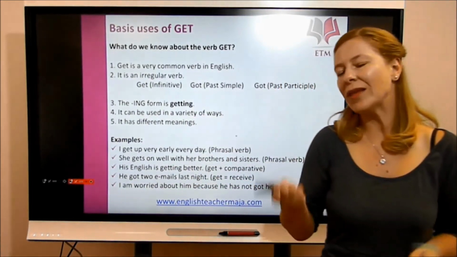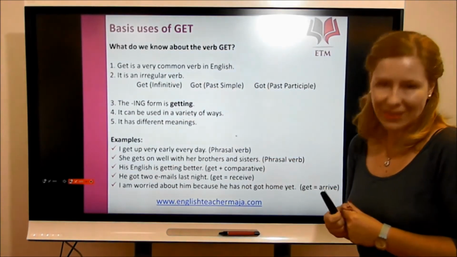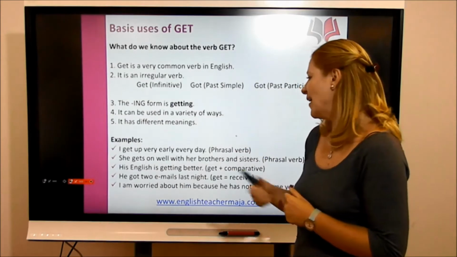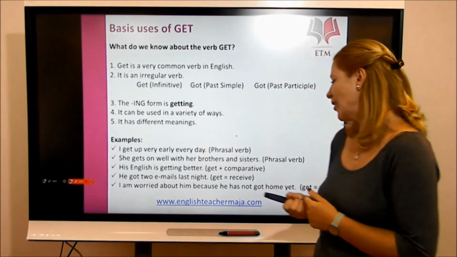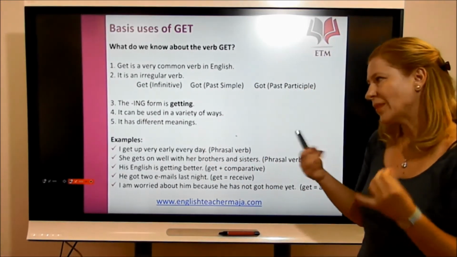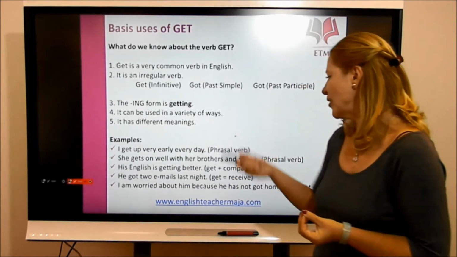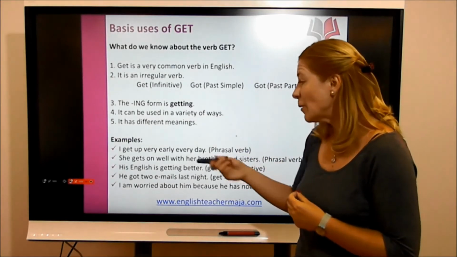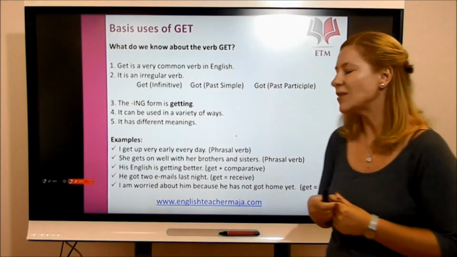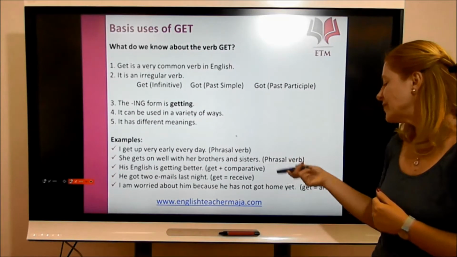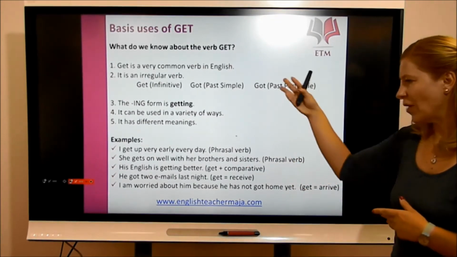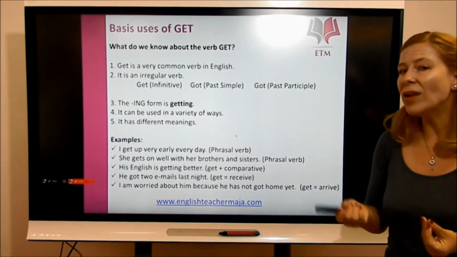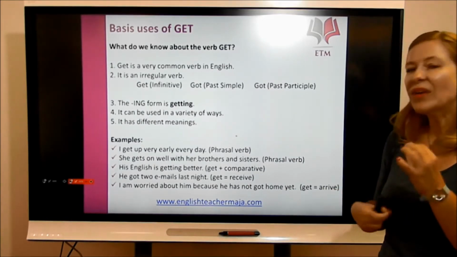In my video, I would like to focus on these two points. To illustrate what I mean, you can have a look at the example sentences. I get up very early every day. Get up is a phrasal verb, one example of how we can use this verb with phrasal verbs. You could use get with comparatives, for example, getting better. And it could mean receive and arrive. So have a look at the example sentences. And now we are going to go into details.